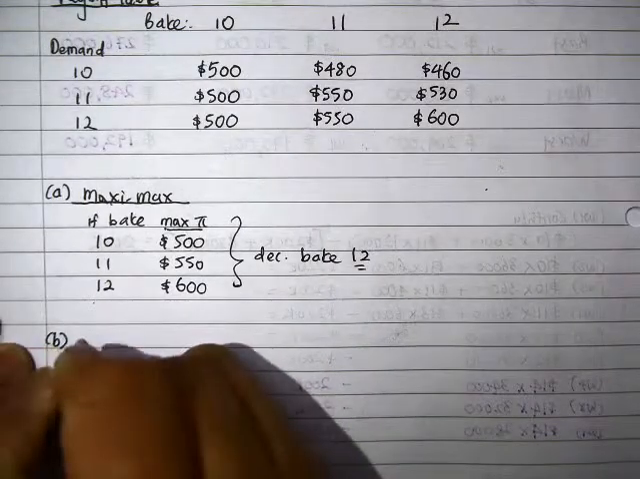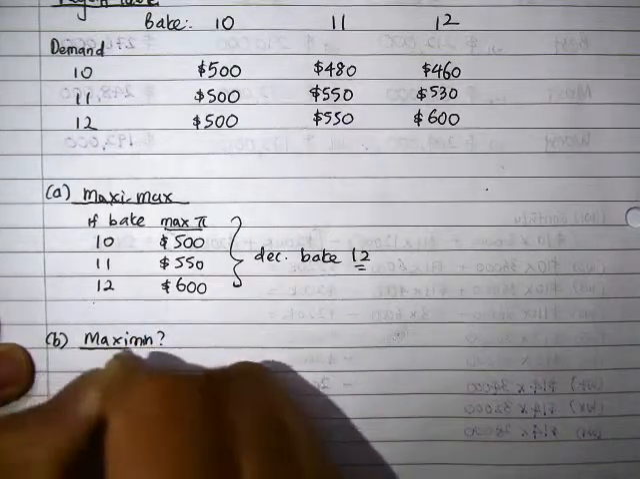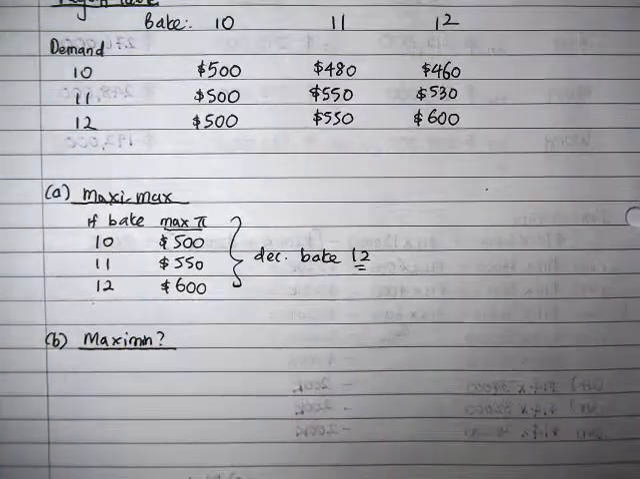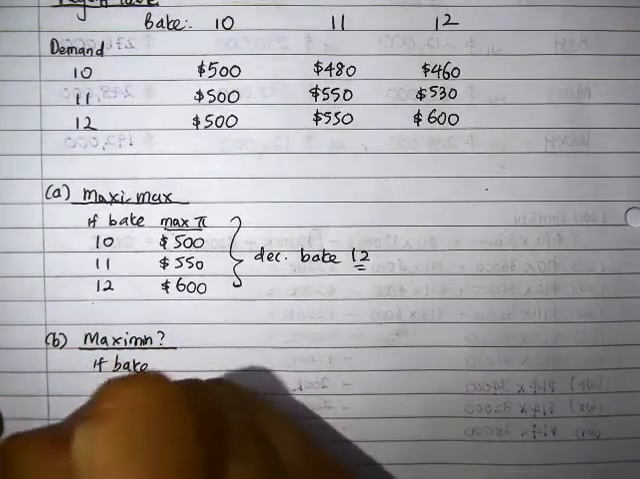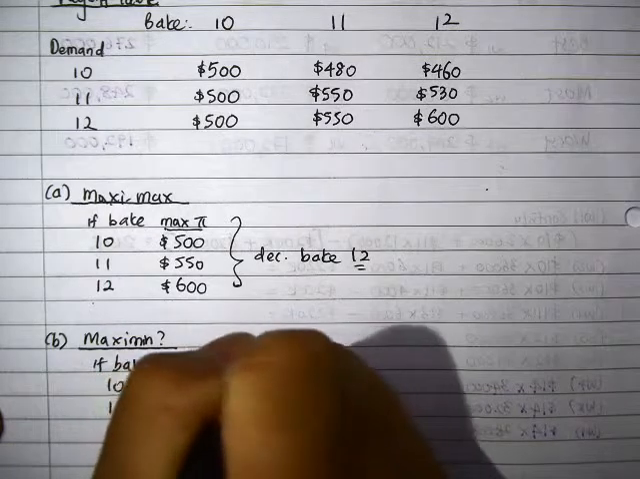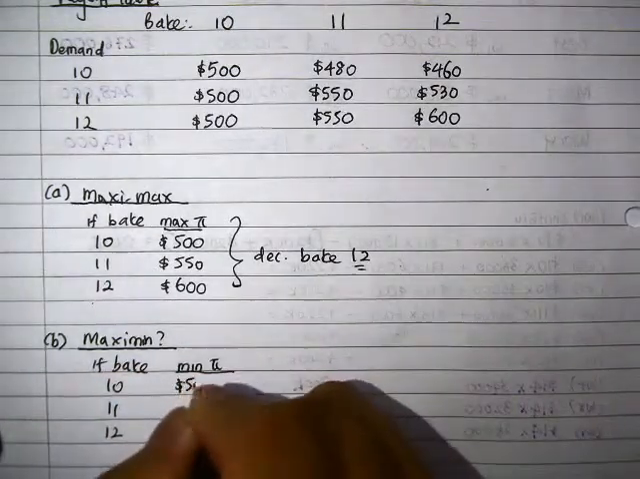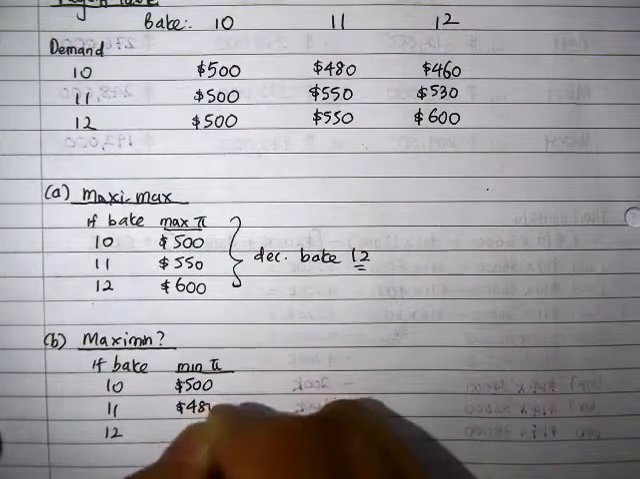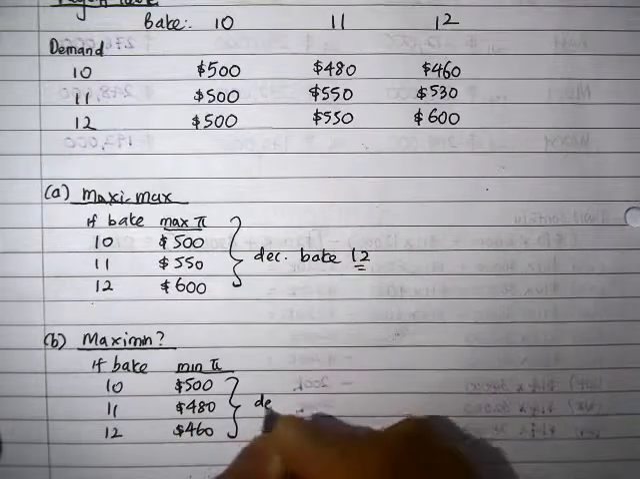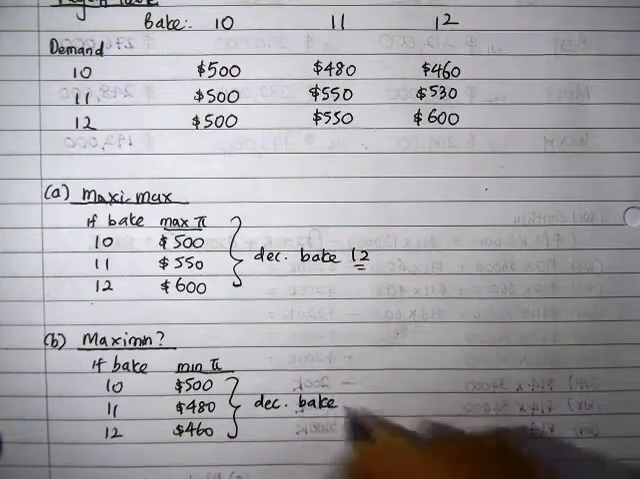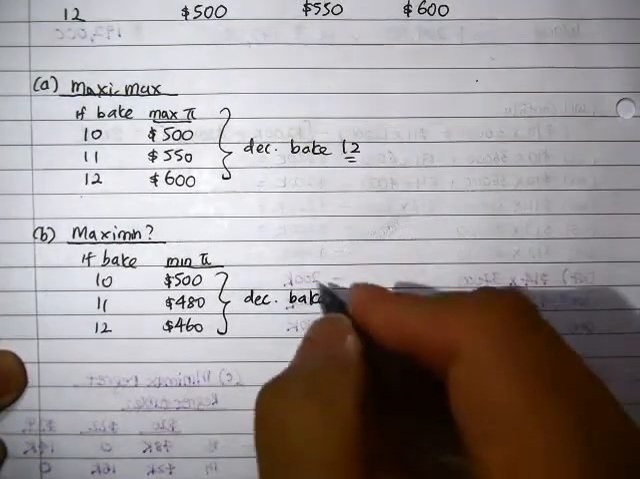B, Maximin. Now if you bake 10, 11, 12, what is the minimum profit? 500, 480, 460. So again, you want to choose the one that gives you the highest, assuming that profit is the lowest. So you bake just 10.